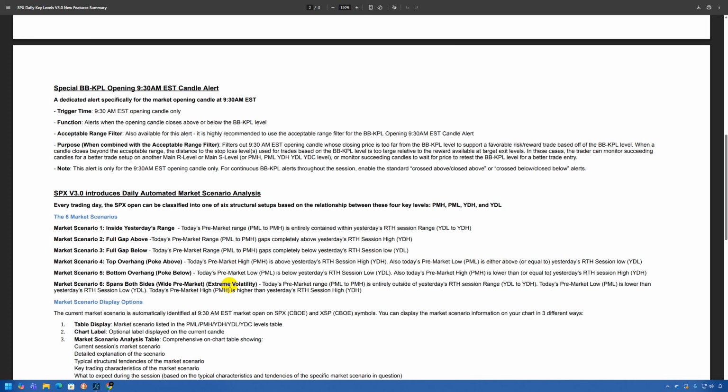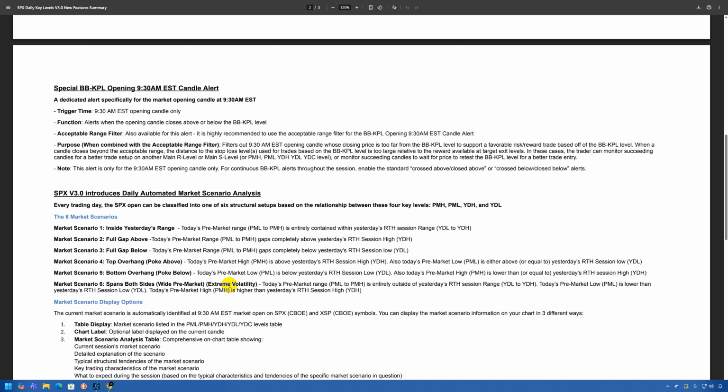This alert also has the acceptable range filter. It's highly recommended to use the acceptable range filter for this alert. So the purpose: when combined with the acceptable range filter, it filters out 9:30 a.m. opening candles whose closing price is too far from the BBKPL level to support a favorable risk-reward trade based off the BBKPL level. When the candle closes beyond the acceptable range, the distance to the stop loss levels used for trades based on the BBKPL level is too large relative to the reward available at target exit levels.